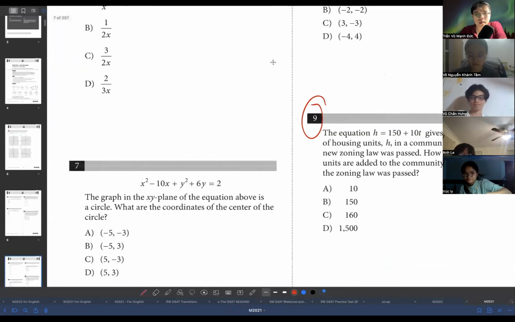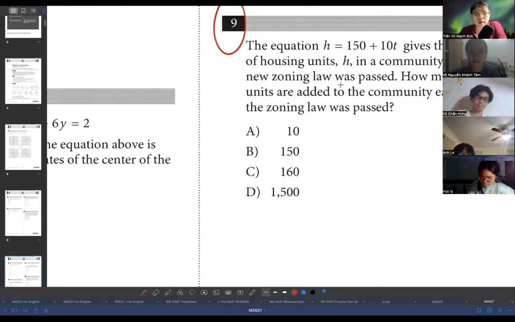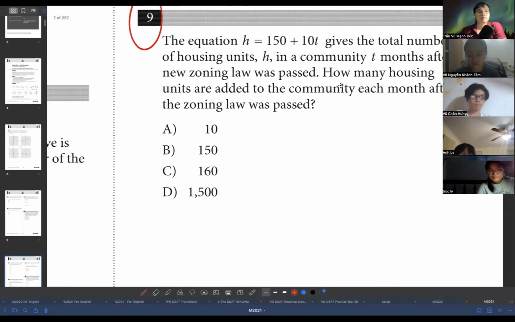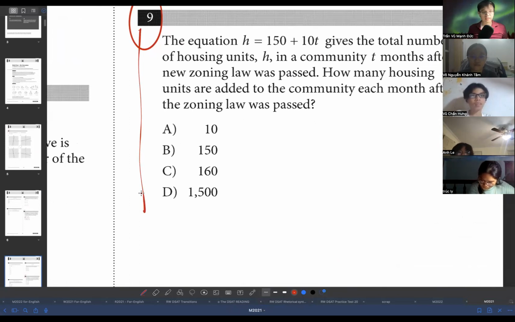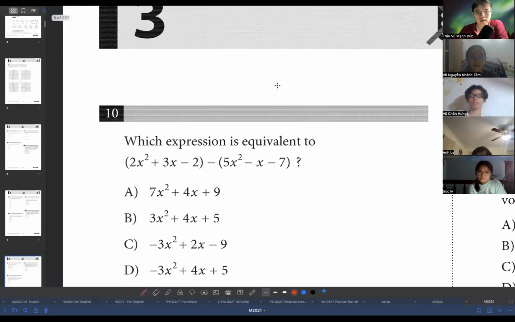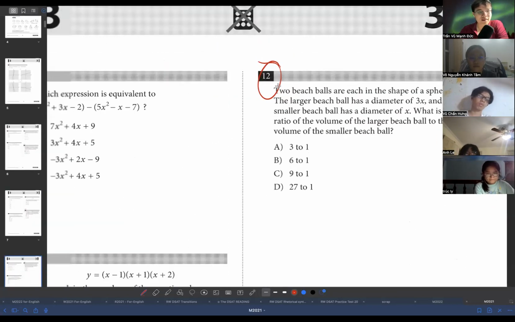The next one, 9. 9 is A. Let's see, how many housing units are added each month? Each month, so you're taking this one. If there are 2 months, it will be 20. If 3 months, it will be 30. So yeah, 10 per month. Great. But it's quite easy, so you're going to do 12 also.